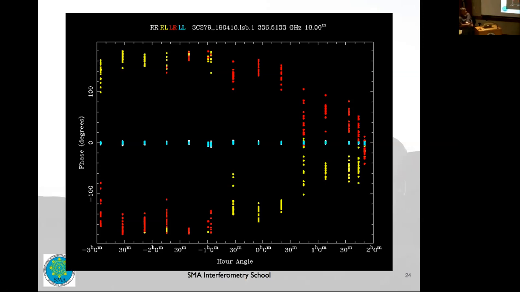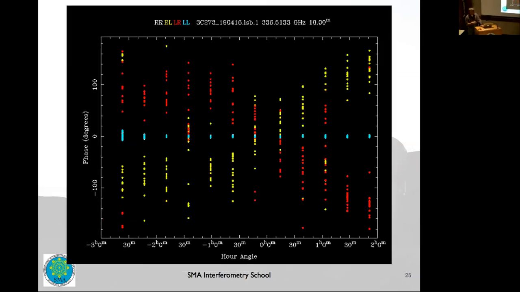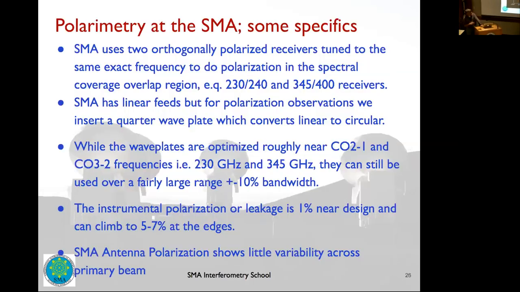Where these cross is where you can essentially determine the intrinsic polarization of this calibrator. And so this is 3C279. You can do this for 3C273 as well. It's a little bit weaker, but you can still notice this trend. And from this, you can see that these two are differently polarized.